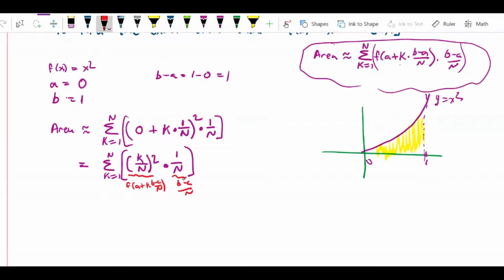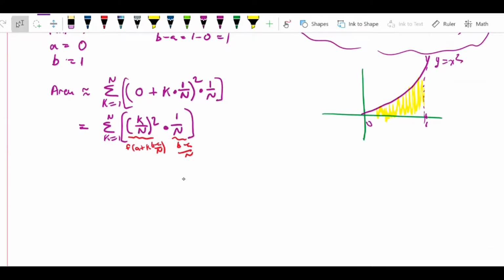What I want to do is find the limit of this expression as n approaches infinity, because that's the closest I can get to using infinity rectangles. I can't actually just plug in infinity, but I can find the limit as n approaches infinity. So let's do the area equals, I no longer have to put an approximation here because I'm going to find the exact area. This is going to be the limit as n approaches infinity of the sum from k equals 1 to n of k over n squared times 1 over n.